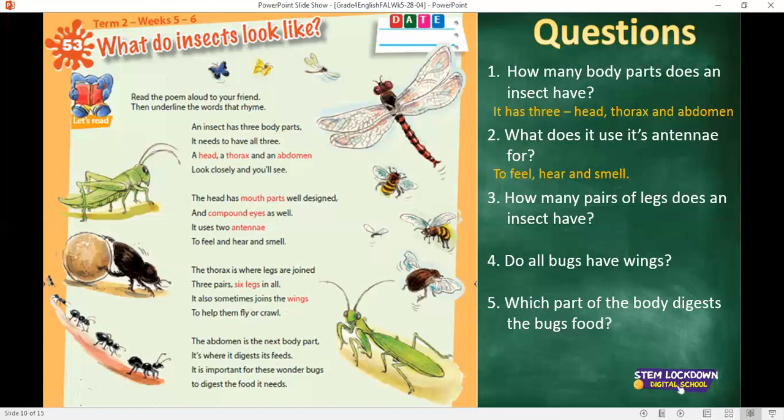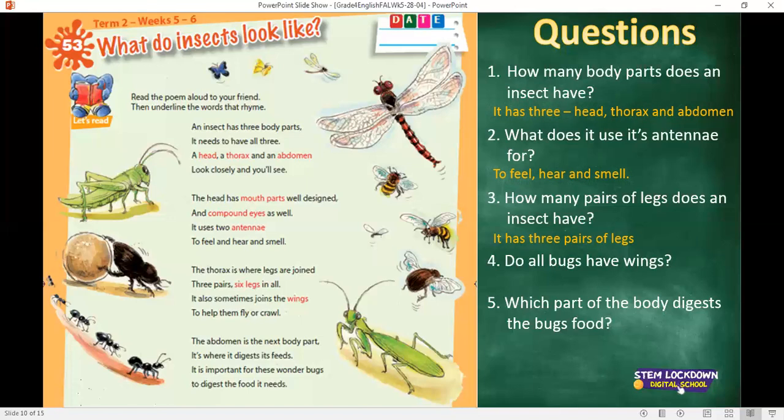Number 3, how many pairs of legs does an insect have? Remember, I'm asking for the pairs and not how many it has in total. So they have 3 pairs of legs. They have 6 legs in total, but there's 3 pairs.